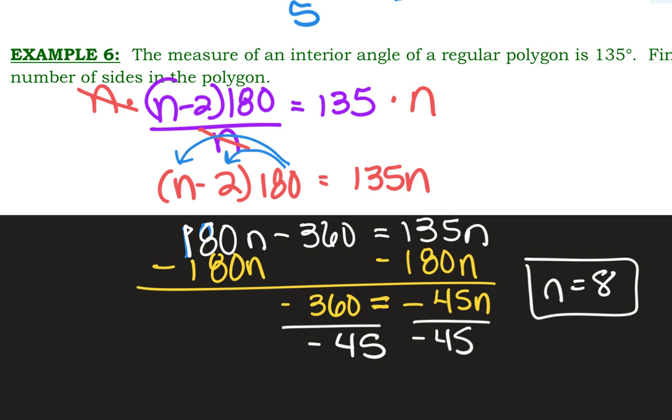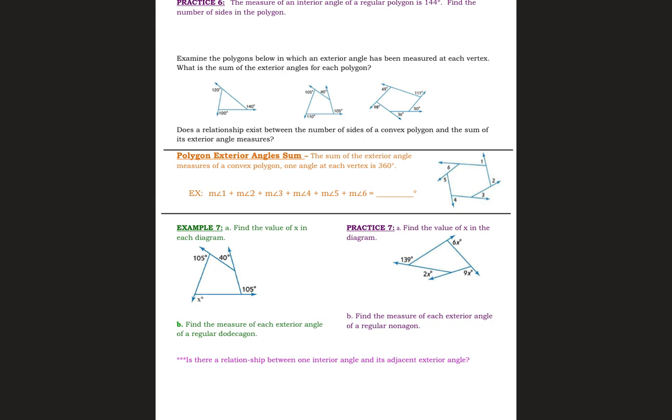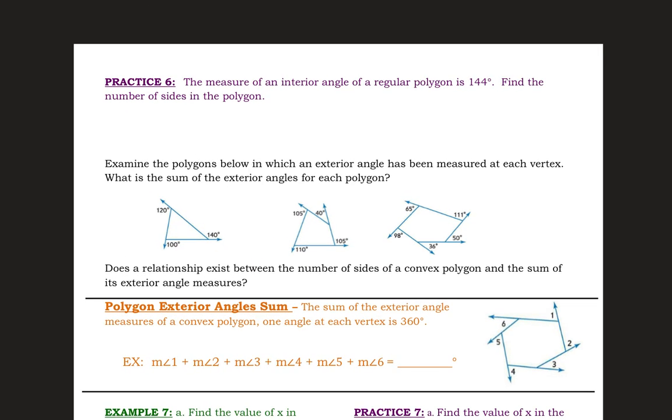Okay, I'm going to show you another way to do that one, though. You do have the process. I'm going to show you a different way. All right, so let's go to the next page. All right, so on this one here, it says the measure of an interior angle of a regular polygon is 144. Oh, you know what? I'm not going to have you guys do that one yet. Let's come down to this one.